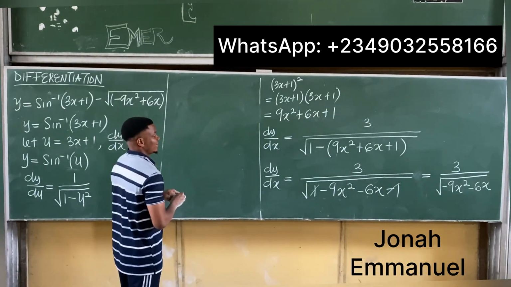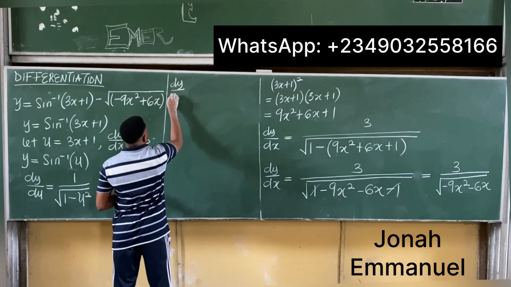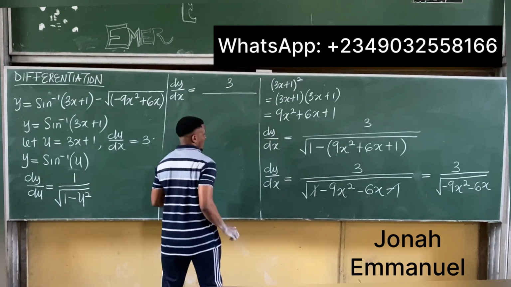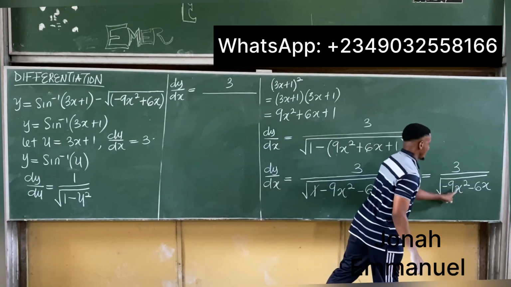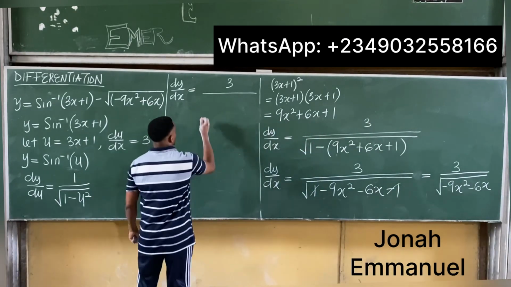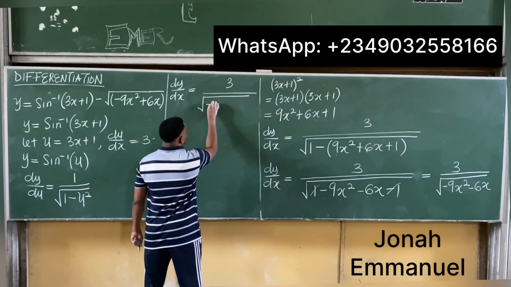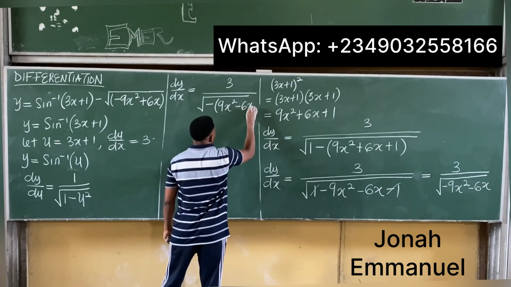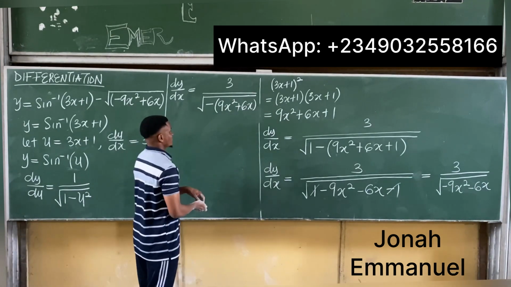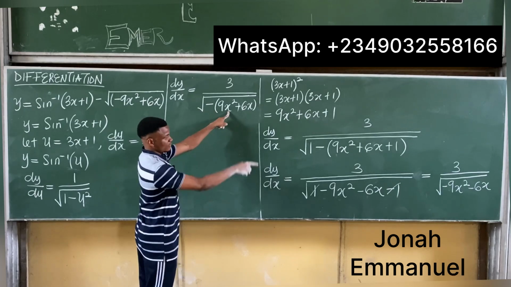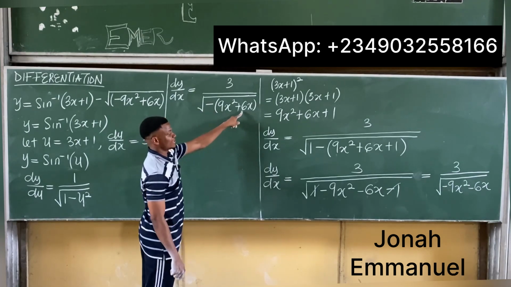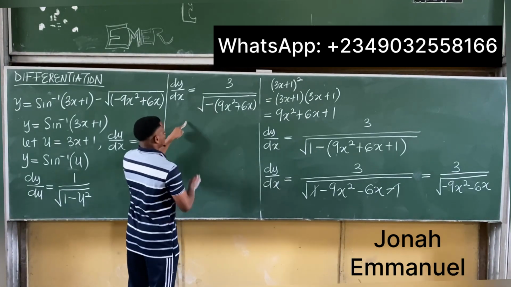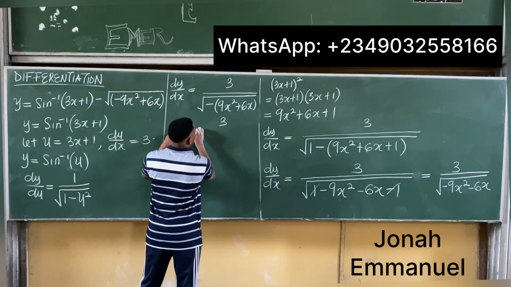So if I factorize the negative there, I will have that dy over dx is equal to 3 all over, for this one here, I'm taking off negative from here, that would look like the square root of minus, in brackets, 9x squared minus 6x, or plus 6x, please. So minus to 9x squared gives you minus 9x squared, minus to plus 6x gives you minus 6x. My next task would be to take this one outside, and that will be equal to 3 all over.